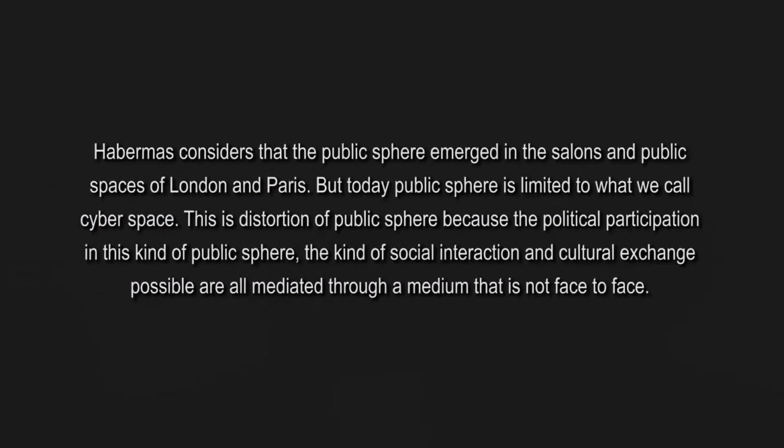We will also have a short discussion, before we wrap up, to understand how the cyberspace is created and how the cyberspace is today used to disseminate these ideologies. We will go on to a discussion of a public space. Habermas considered that the public sphere emerged in the salons and the public spaces of London and Paris. But today, the public sphere is limited to what we talked about as the cyberspace.